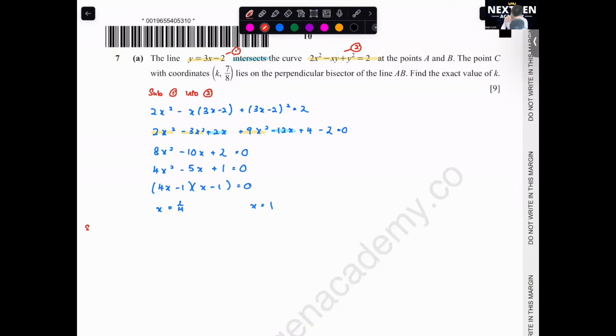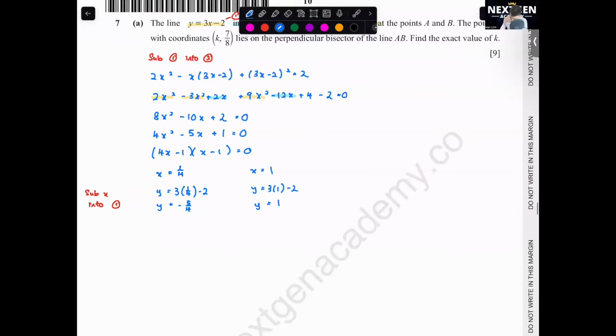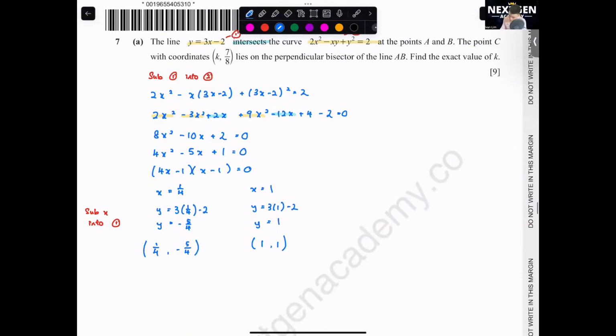Then I'm going to substitute x into, okay, let's use equation 1 because 1 is already in terms of y. So y equals 3 times 1 over 4 minus 2. y equals 3 times 1 minus 2. Over here, we get negative 5 over 4. y equals 1. Okay, so I got these 2 points. 1 over 4, negative 5 over 4. And here is 1, 1. Let's call these points A and B. It doesn't matter which one is A, which one is B.